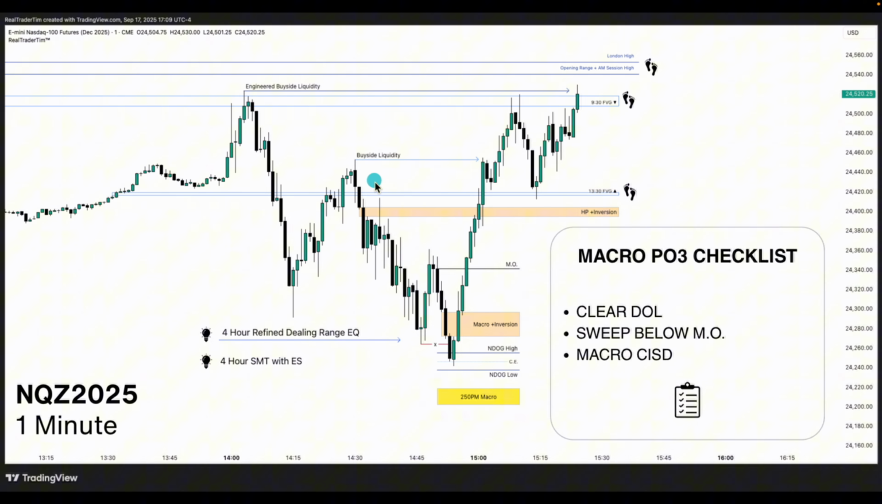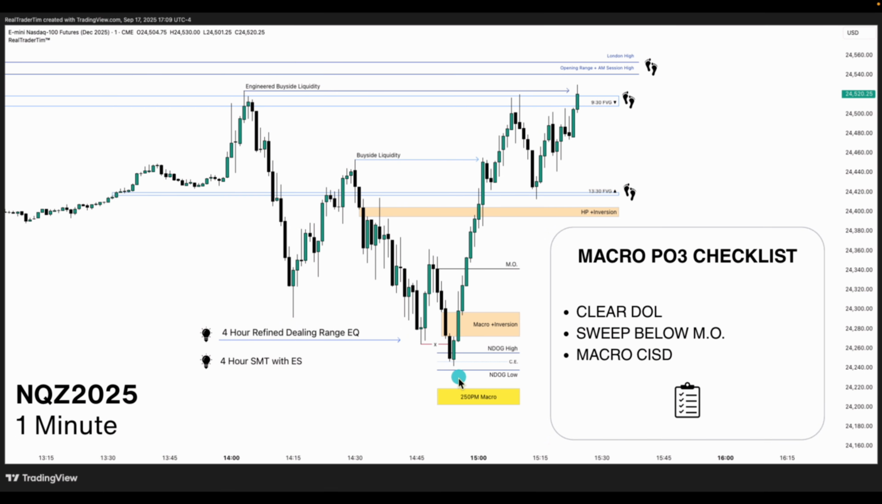Okay, so again, we see price deliver to that level. We see macro open, sweep below macro opening price. We have the 4-hour SMT with ES as we've established. And where are we going? Okay, we're going into a key reference point. But what is that key reference point? A previous new day opening gap.